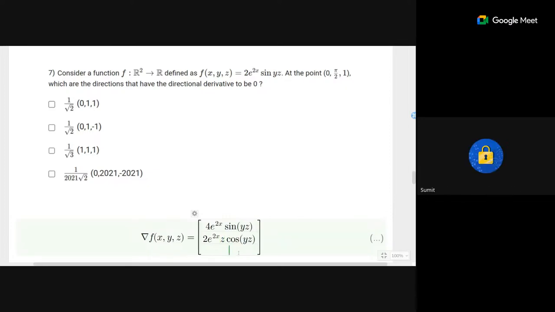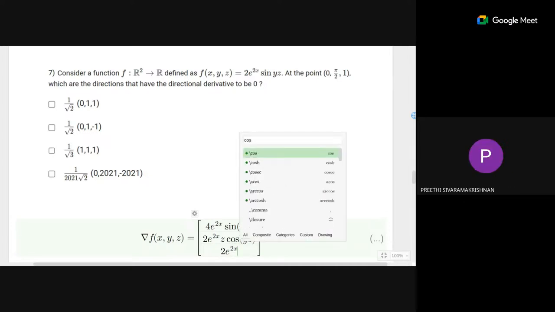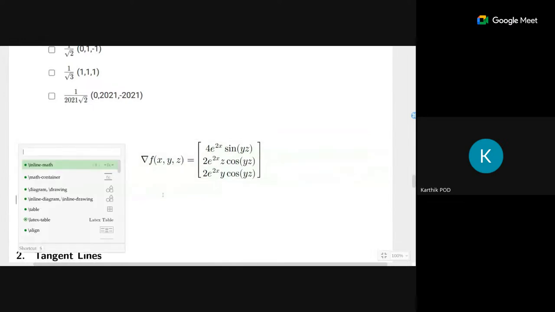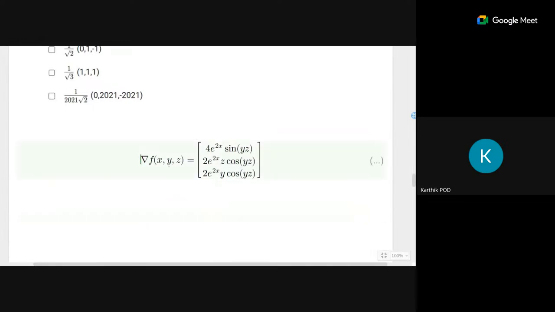Z. Okay, and this is 2 e power 2x into y, cos(yz), y into cos(yz)... That's the gradient. Now we have the gradient at the point (0, pi/2, 1), so we are asked to find this one at 0, pi by 2.